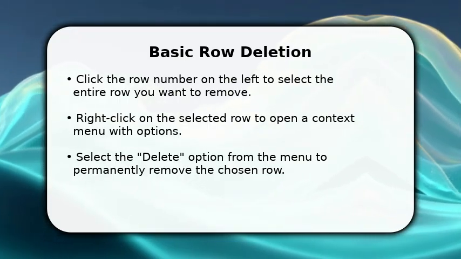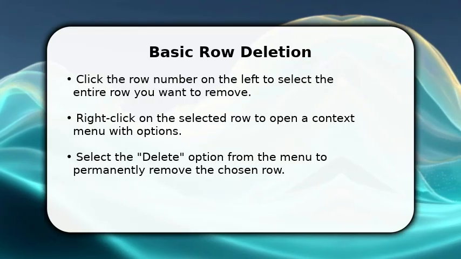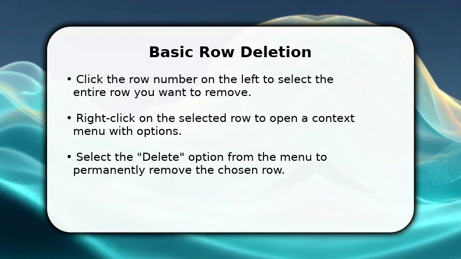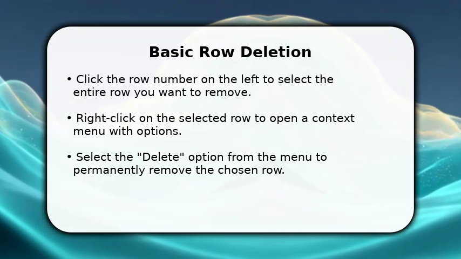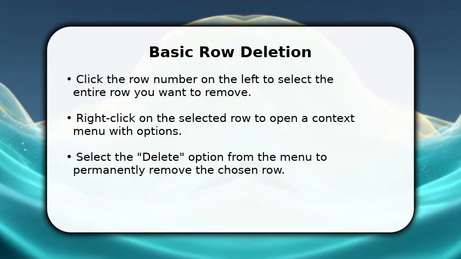Next, right-click anywhere on the highlighted row to bring up a small menu. From this menu, select the Delete option. This will instantly remove the entire row from your worksheet, shifting subsequent rows upwards.